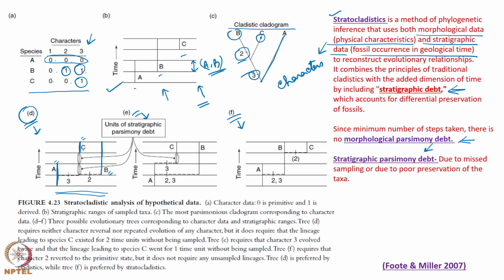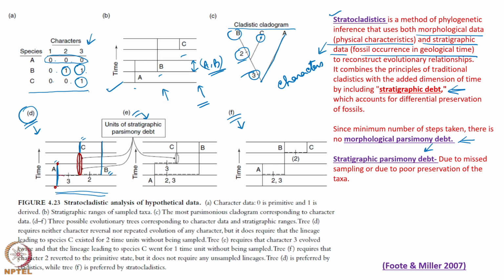Now consider that C was actually present here, but due to poor sampling, stratigraphic issues or preservation issues, we could not locate them. In that case the situation becomes drastically different. Consider A has evolved from here to there without acquiring any characters.